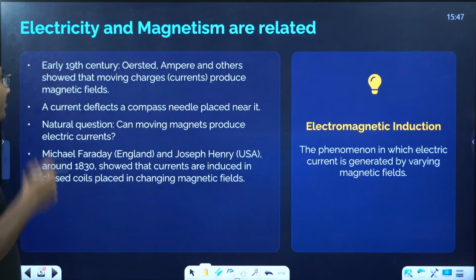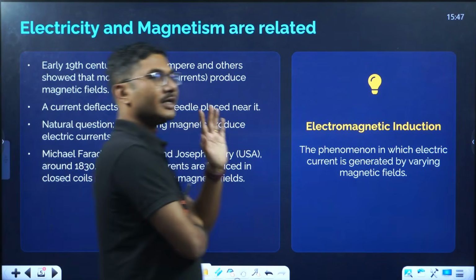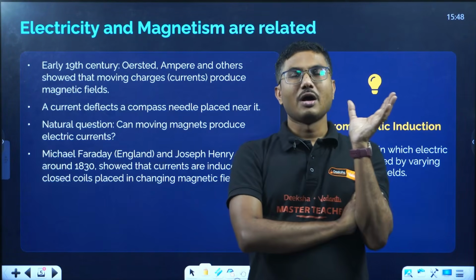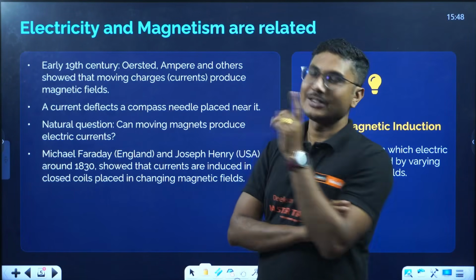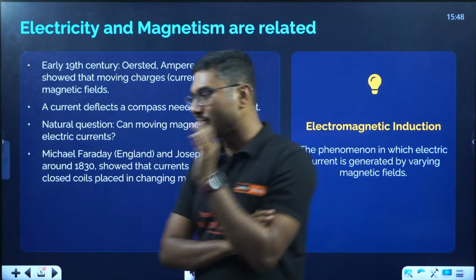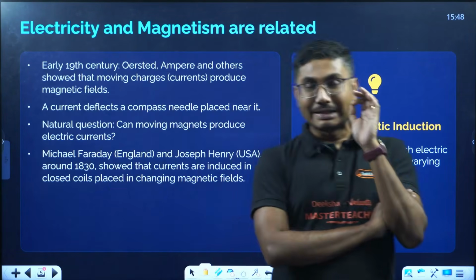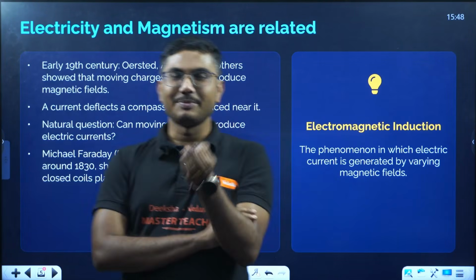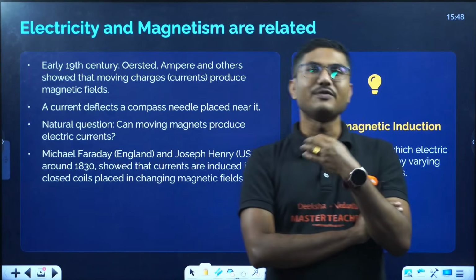Okay, let's see. In the early 19th century, that means 1800. 1800 to 1899 is called the 19th century. Sorry, my spelling mistake. 19th century means 1800 till 1899. From 1900 till 1999 is basically the 20th century, and we are currently in the 21st century.